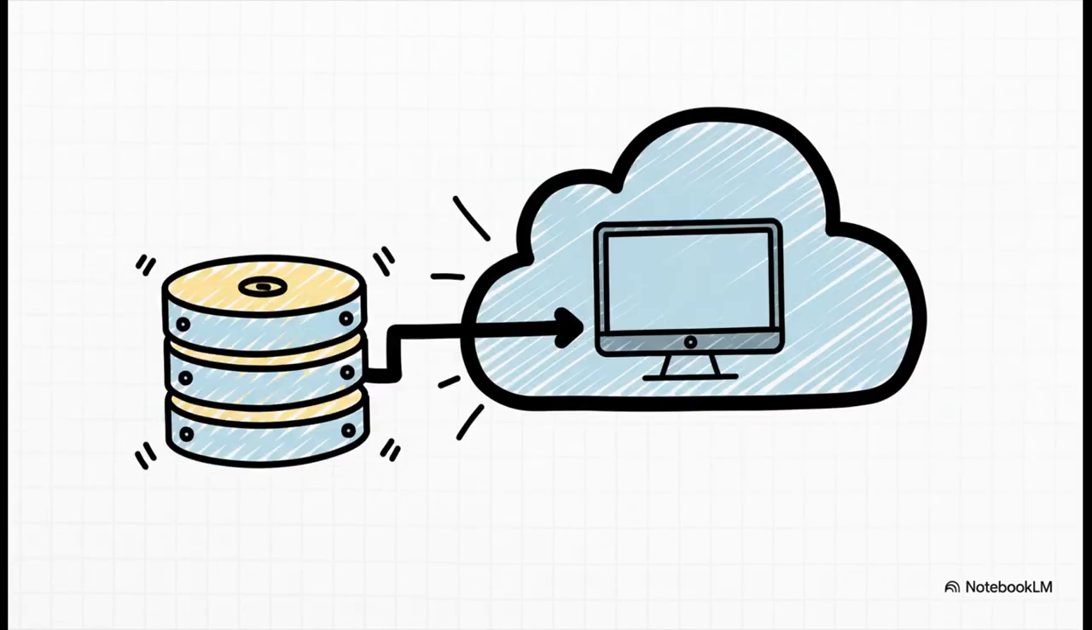Now, if you're building with virtual machines, VMs, which are basically computers in the cloud, then you're gonna need Azure disks. It's really that simple. These are the hard drives for your cloud computers. They attach right to your VMs and give them the storage they need for the operating system, for applications, for everything.